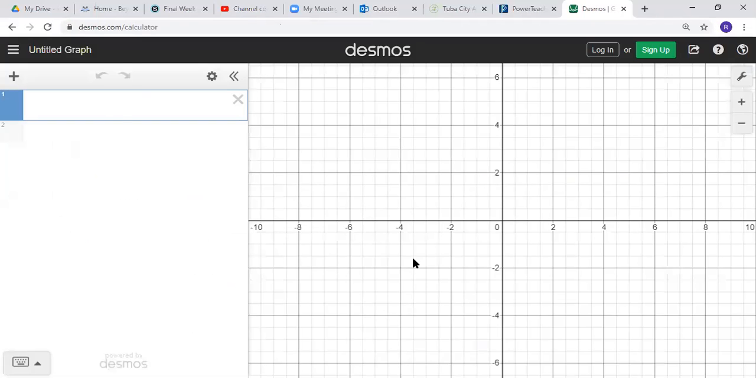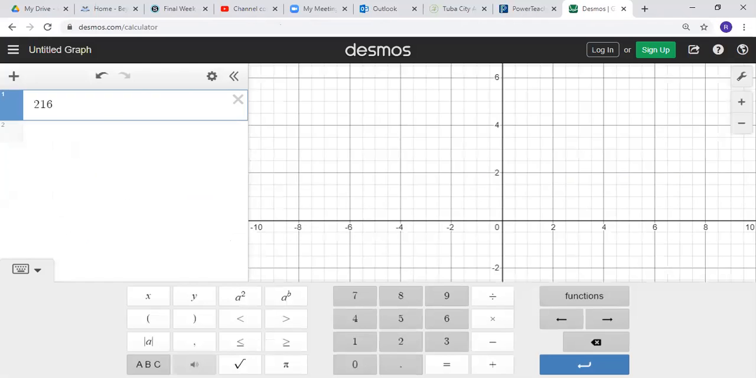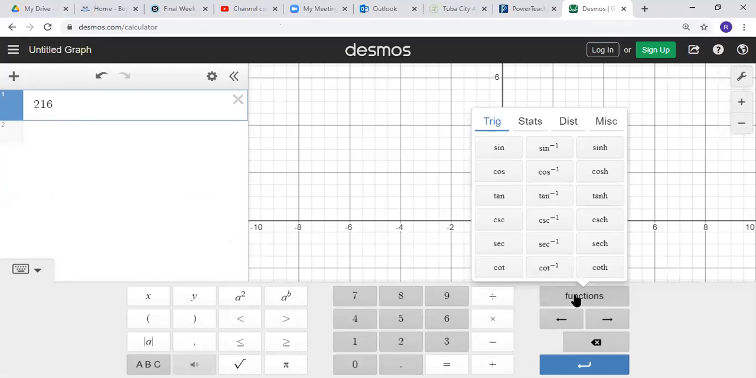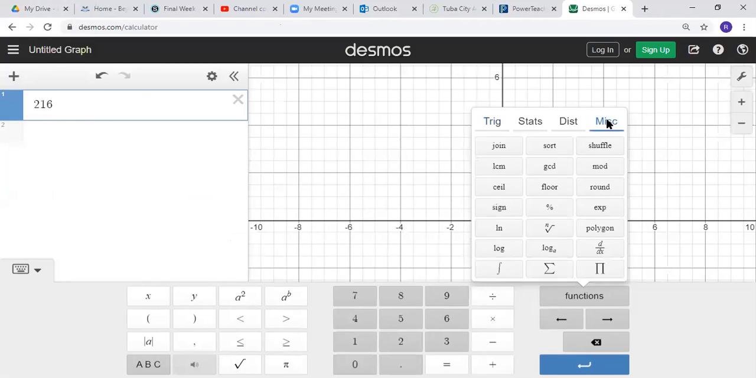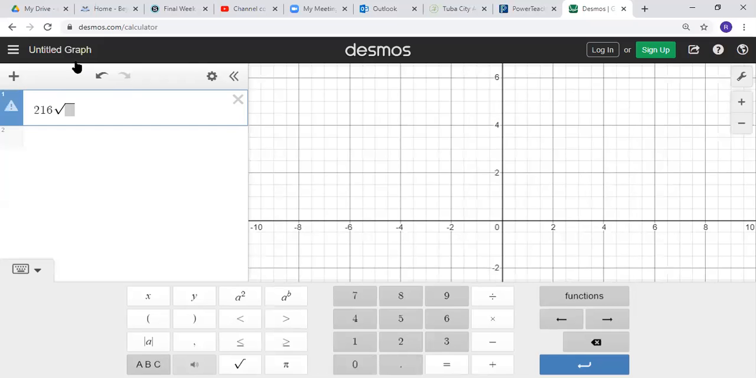And now we are going to find the cube root. So in this case, let's just stick with the example that we had earlier, and that is 216. So we have root, but I'm unable to change the index. It's only square root. So what you would have to do is go to functions, scroll over to the last tab, miscellaneous, and here you have nth root, or index root. So this allows you to type in your own index. So in this case, I want cube root.